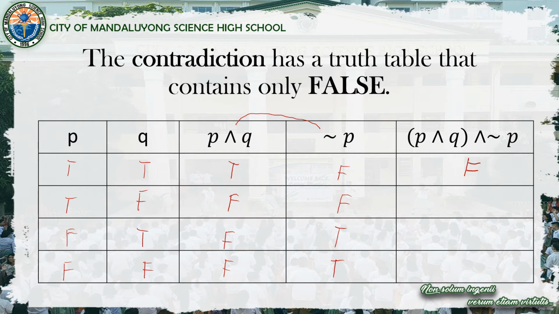Next, false and false. False. False and true. False. False and true. Still false. So, ibig sabihin, eto, tingnan nyo yung last column natin, lahat ng values ay false. Meaning, this is a contradiction.